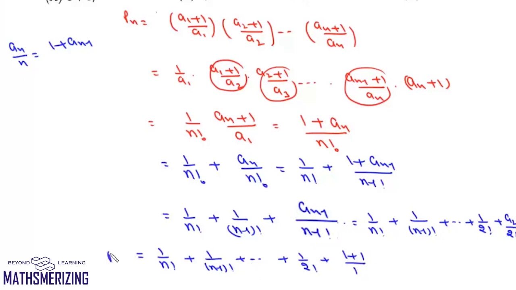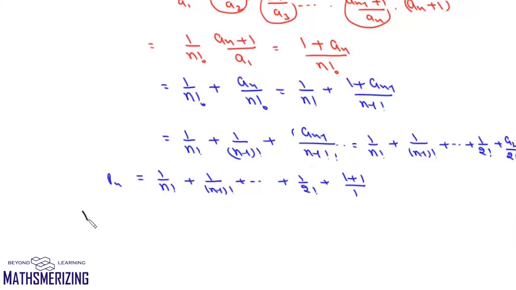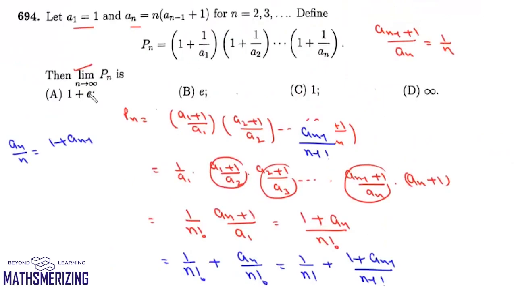So that's your Pn. Now if we take this limit, n tends to infinity, Pn, it will be 1 plus 1 upon factorial 1 plus 1 upon factorial 2, and the series goes all the way up to infinity. It is nothing but e. So the value of this limit, n tends to infinity, Pn will be simply e, and that's your option B.